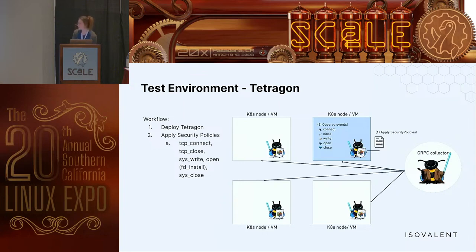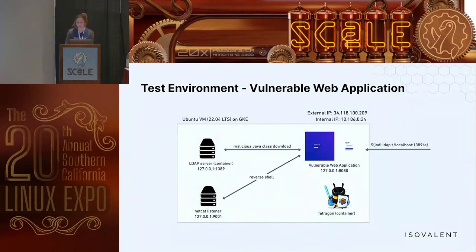As I said, Tetragon can run on any Kubernetes nodes or Kubernetes environments as a daemon set, or in VMs as a container or a systemd managed service. In the demo, I'm just going to use a VM. I deploy it as a systemd managed service. I will apply security policies which will observe network connections via TCP connect and TCP close. It will observe file I/O, write with syswrite, and file open and close with sysopen and sysclose.